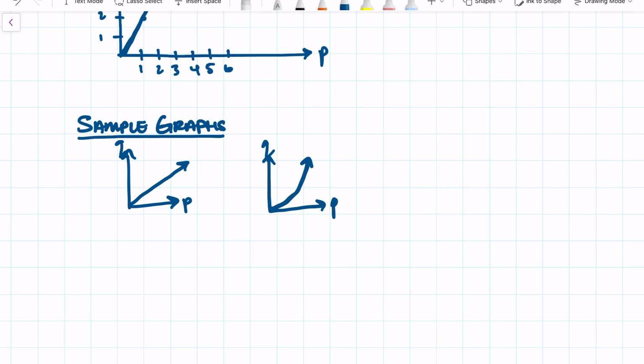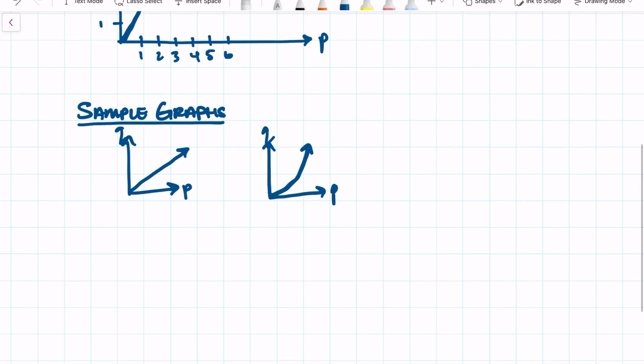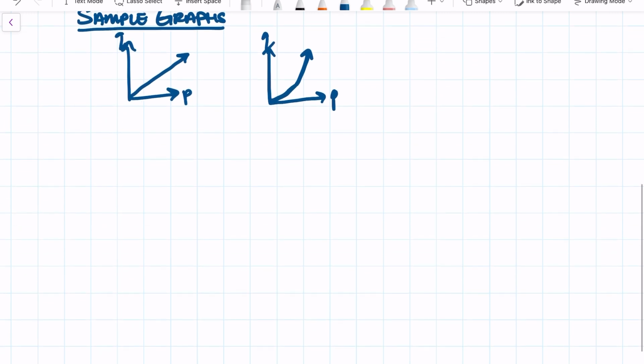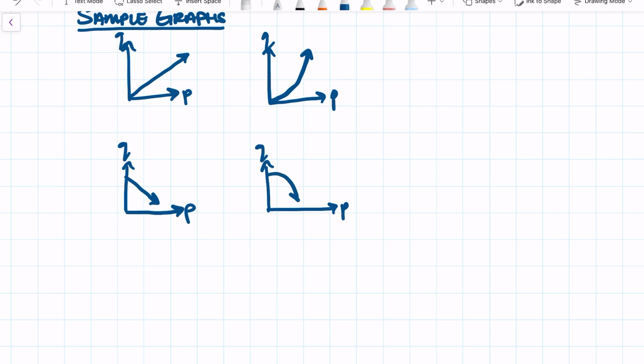Okay. So now this one has a curve. And then the other one is one where you do have a straight line, but this time it goes downwards. And the last one here, I don't know if you guys could guess this one, but it is going to be a graph that drops down right there.